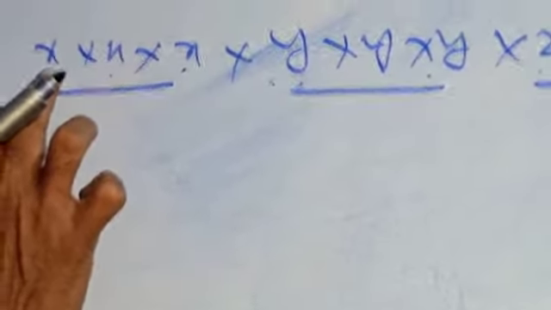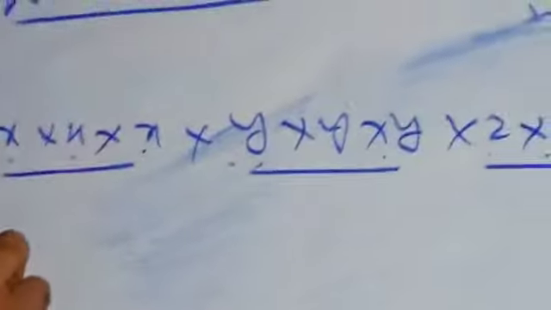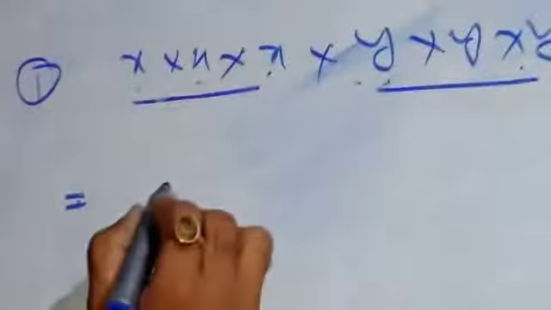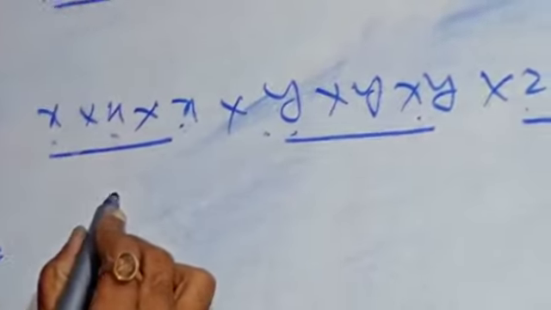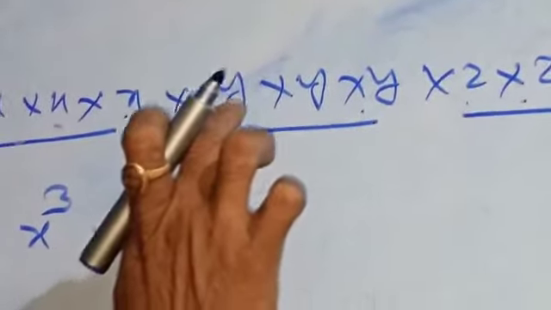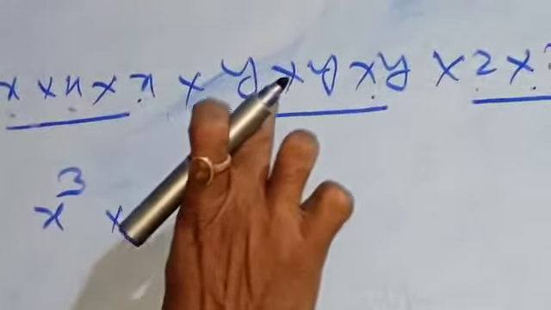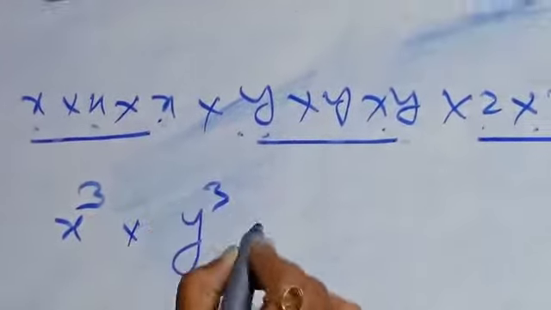Now we will look. I see here x is written in multiplicative form 3 times, 1, 2, 3. Therefore, x to the power 3. Now another term is y. Y is written 1, 2, 3 times, so y to the power 3.